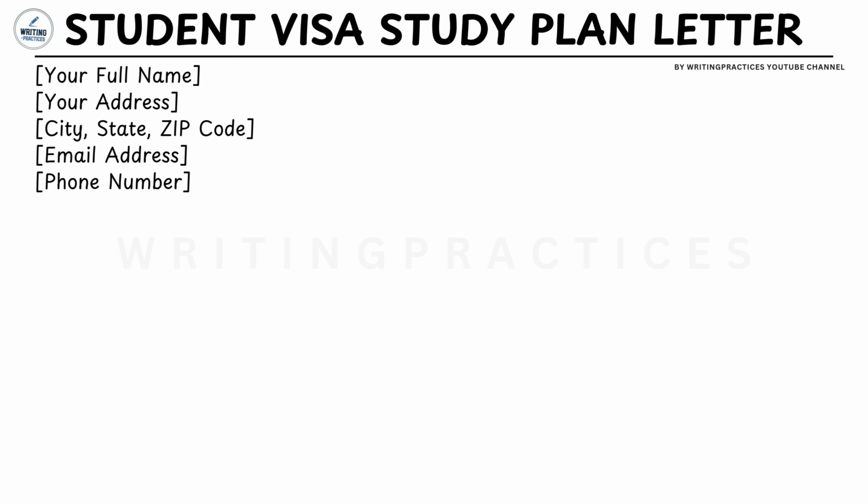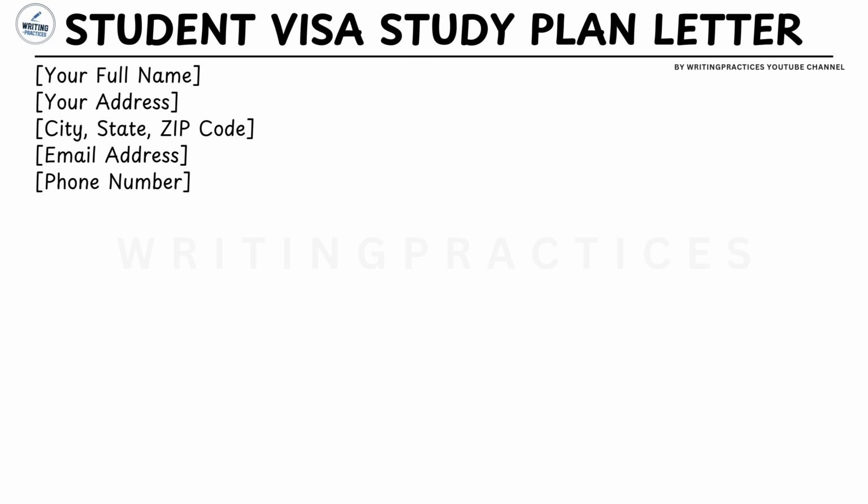We begin with your personal details at the top of the letter. This section should include your full name, your address, city, state, zip code, email address, phone number. This part is simple but important. It tells the visa officer who you are and how they can reach you. Make sure all your contact details are accurate and up to date. You want to look professional and organized from the very start.